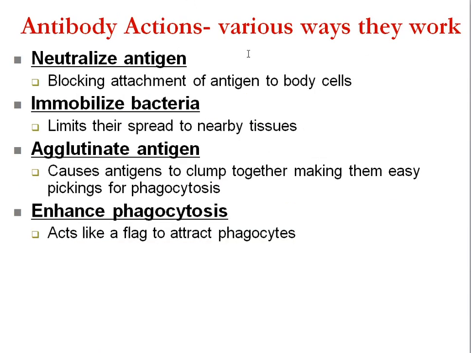Now, our antibodies work in various ways. They can produce a neutralized antigen by blocking the attachment of the antigen to body cells. They just don't ever let that antigen in. They can immobilize bacteria to limit the spread to nearby tissues. They can agglutinate antigens, causing antigens to clump together, making them easy pickings for phagocytosis. Or they can enhance phagocytosis and act like a flag to bring in more phagocytes to go after the antigens to begin with.